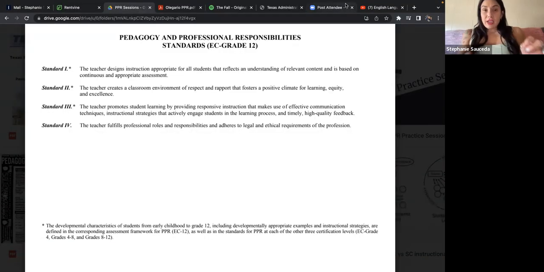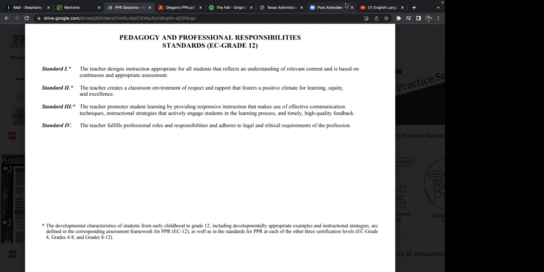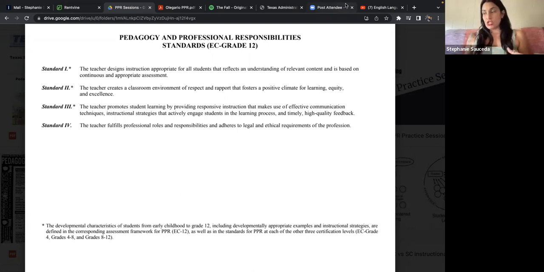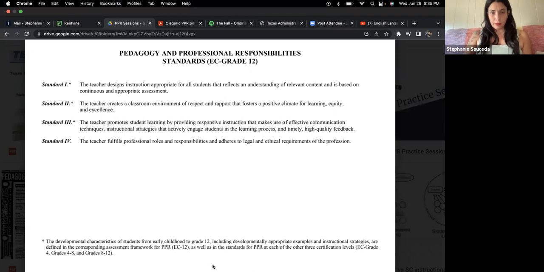Okay, as I've said several times, the state starts with this document. Every single content area, whether it's PPR, the pedagogy, and pedagogy is the science of teaching, like how we best teach students, the exact students that we have in the classroom. For the purposes of the exam, it's going to be the exact students that you have in the scenario.